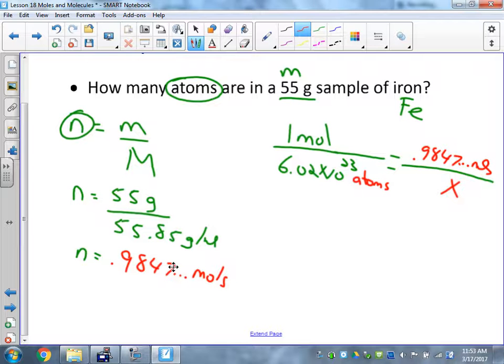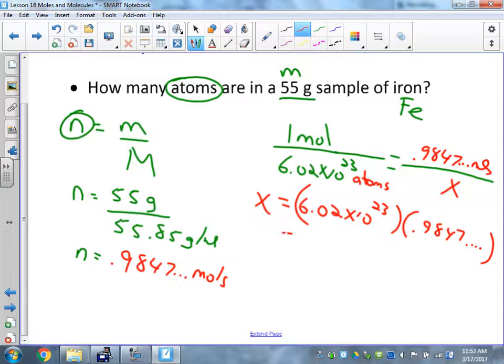I'd cross multiply and solve. 1 times x equals 6.02 times 10 to the 23 times 0.9847. Don't round that number because you can affect your answer if you round it. Multiplying those two together, you get 5.92837 times 10 to the 23 atoms of iron.